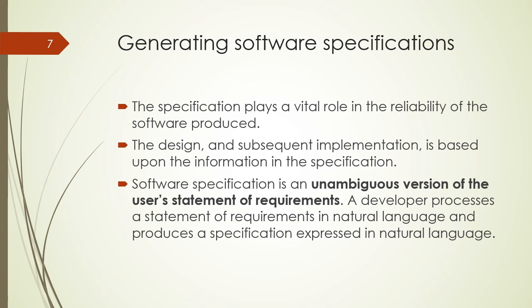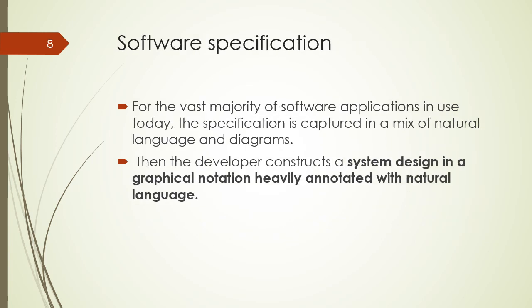Therefore, we can say that a software specification is an unambiguous version of the user's statement of requirements, and a developer processes a statement of requirements in natural language and produces a specification expressed again in natural language. Students, we discussed that a developer processes a customer statement of requirements and produces a refined specification in natural language.